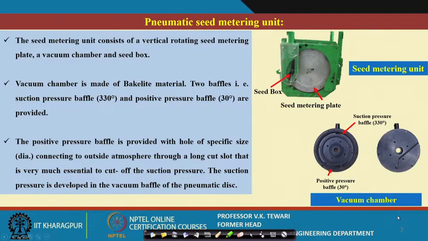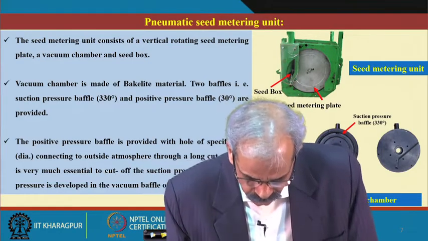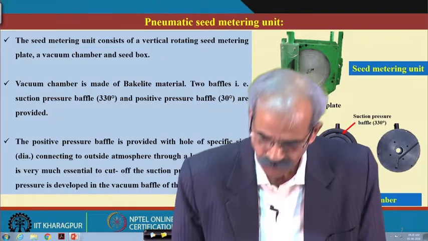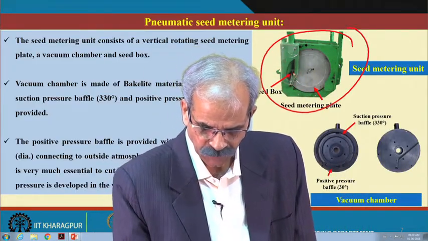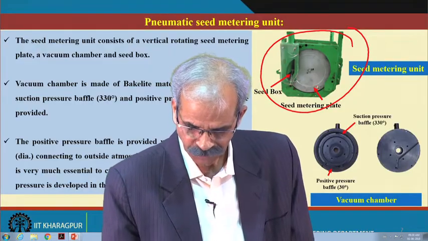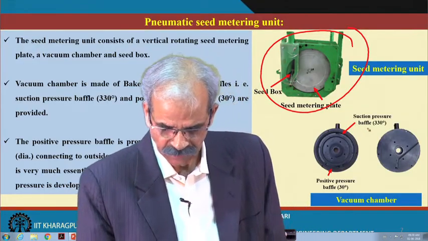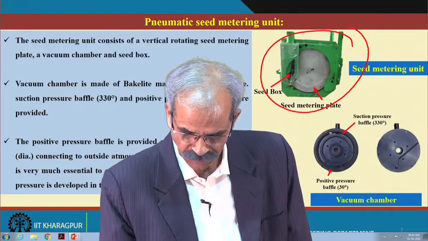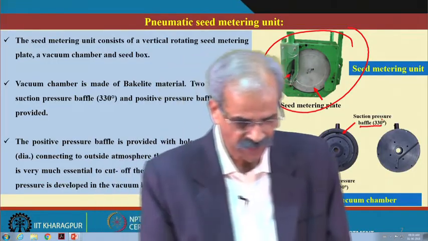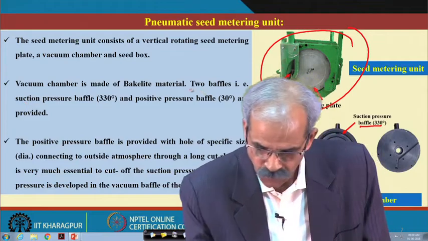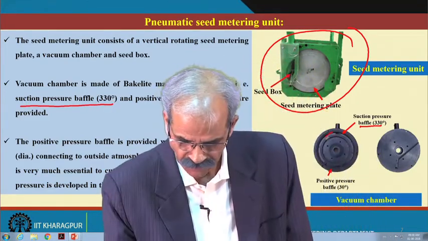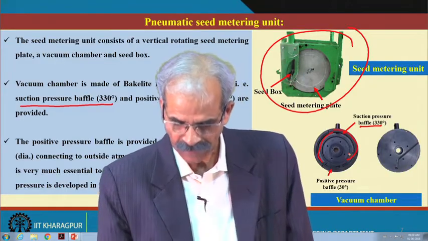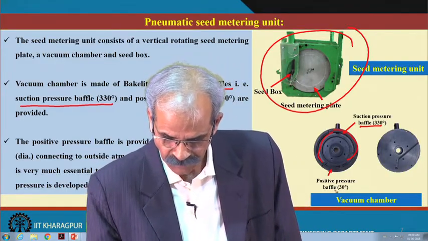Yes. Now, this will clarify what exactly I meant. See, this is the seed metering unit here. The seed box is here. This is the seed metering plate, and more details are given here. There is a suction baffle. You see here the two baffles: the suction pressure baffle of 330 degrees, you can see that they are maintaining this, and there is a positive pressure baffle of 30 degrees.